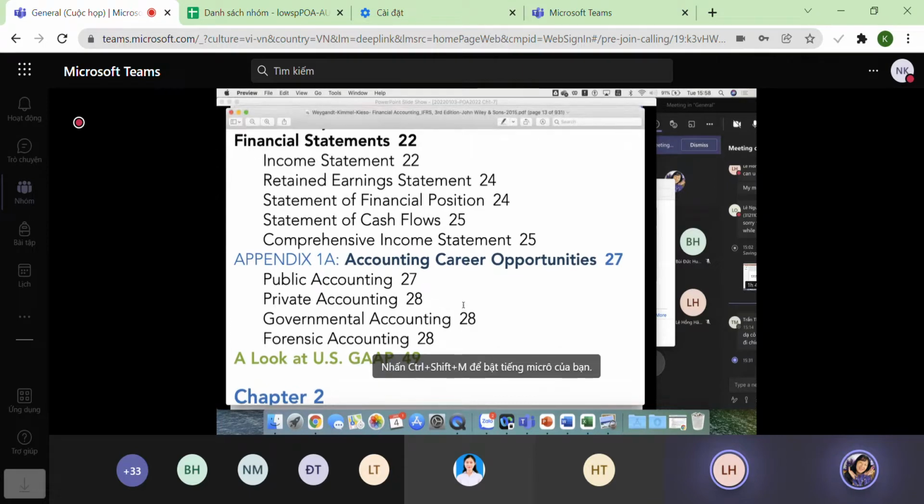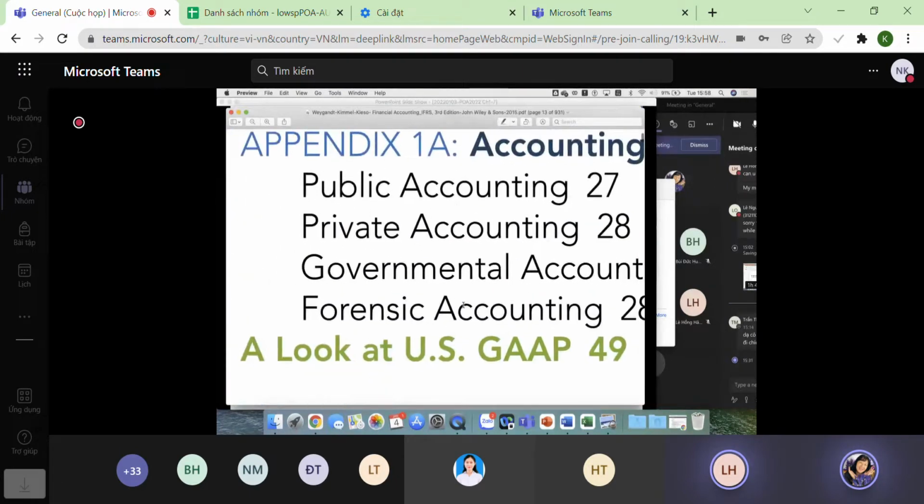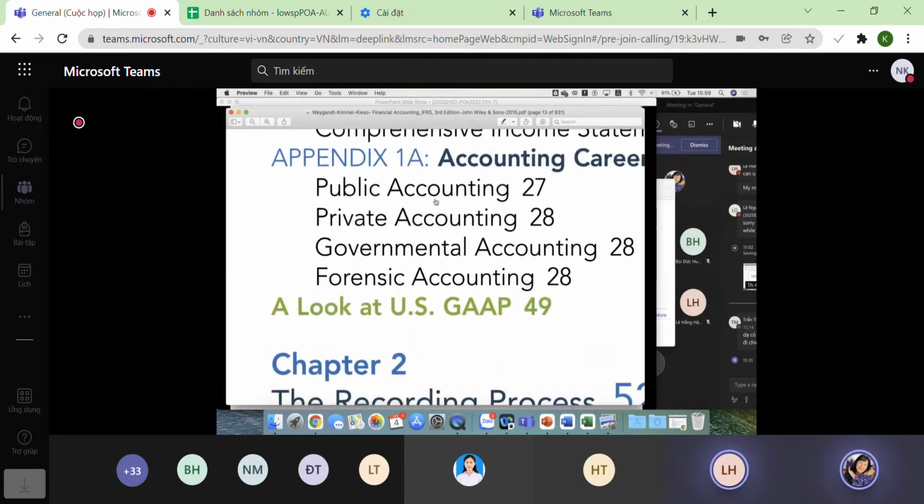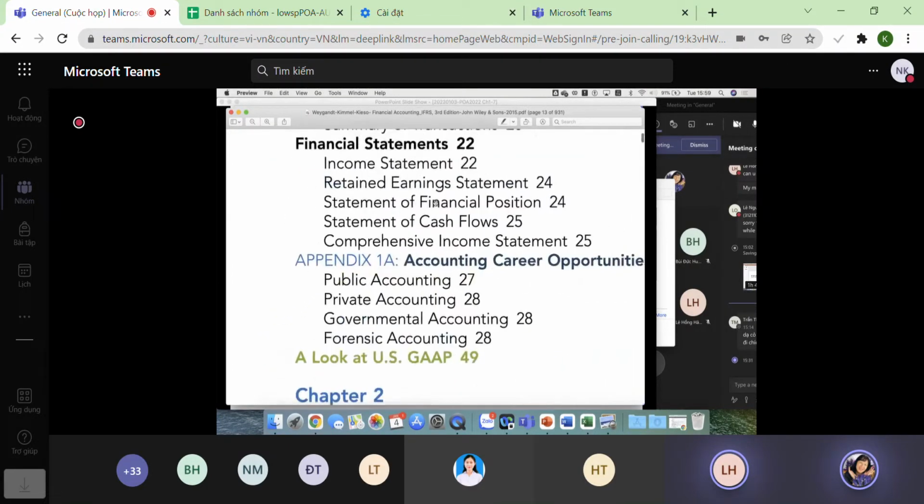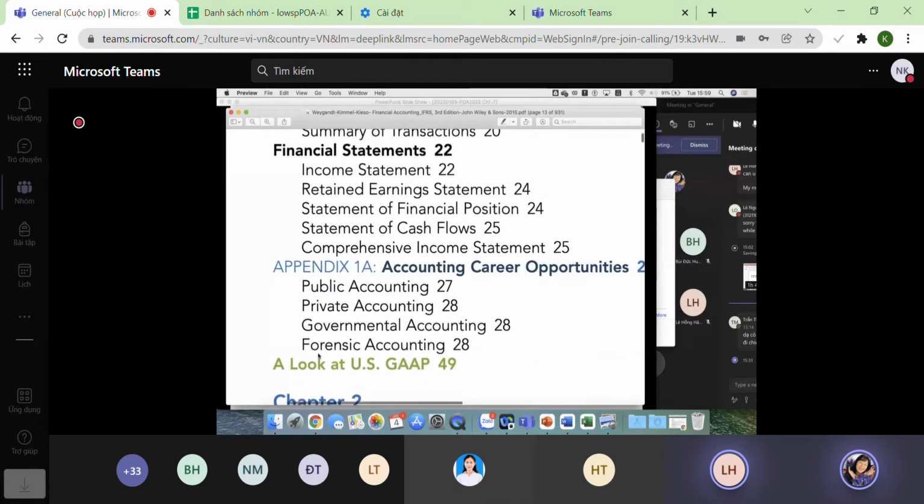You see that? For example, at the end of chapter number 1, we have a small section, a look at US GAAP to compare with IFRS. They already mentioned IFRS before in chapter number 1. And this is also for chapters 2, 3, 4, 5, 6, etc. So here we just mention something based on IFRS, not GAAP. And we have more sections that compare IFRS to GAAP.